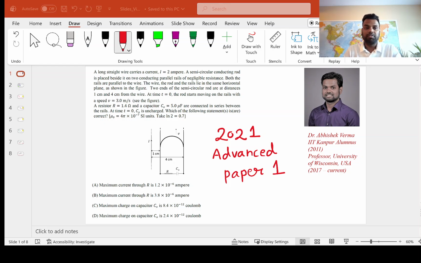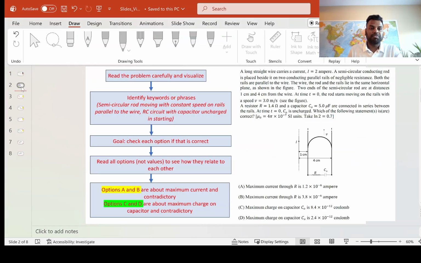In this video, we will work on this problem. So let us look at the thought strategy first. Read the problem and see what is happening. Then look at the options, get an overview, see if there is a pattern between the options, and then proceed.